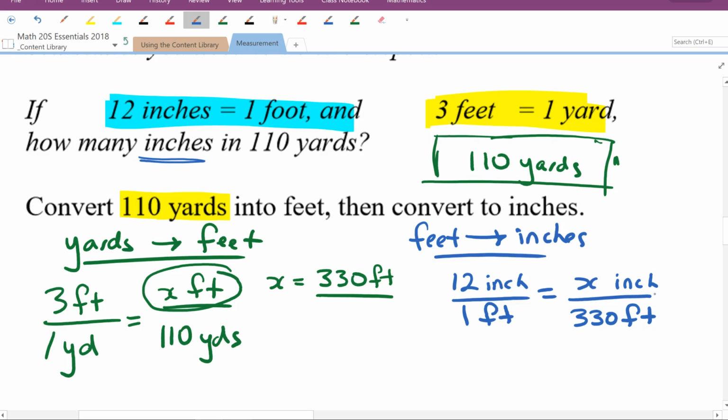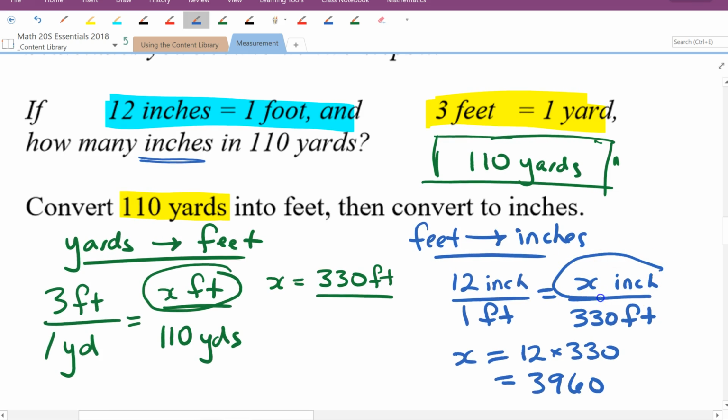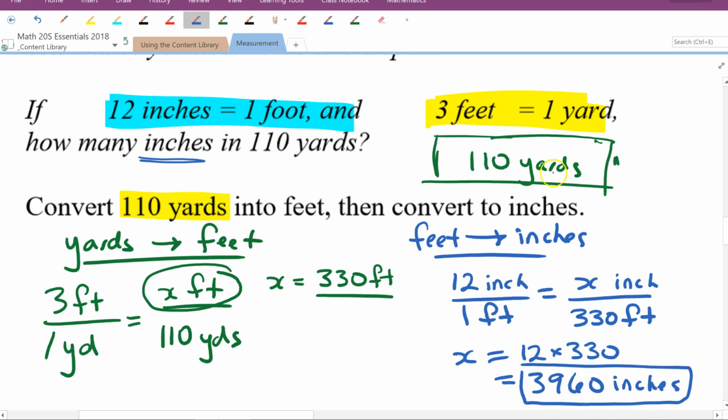Okay, so time to do the cross multiplying. 1 times x is going to be x. The other way is 12 times 330. I think I got to get my calculator out for that. I would get 3,960. What are my units? X is up here, they're inches, so I'm going to say 3,960 inches. Does that sound reasonable? Yeah, I think that's a pretty good number because I remember inches are very small and I needed to do 110 yards, so that's quite a bit.